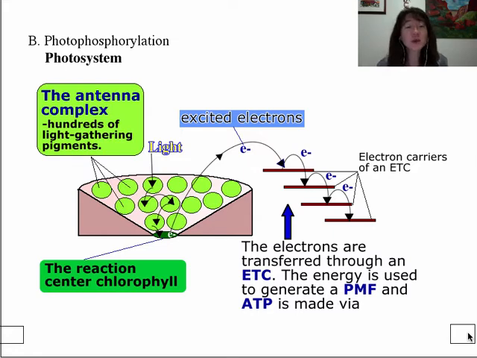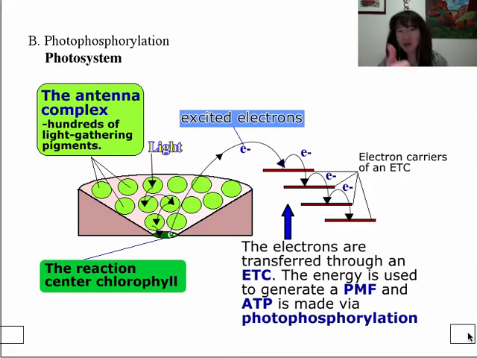And the difference between it and oxphos is only that the energy comes from light to excite the electrons in the ETC and to make the PMF and to make the ATP. So since light is the source of energy for all of that, you might, and hopefully did, guess that this last type of phosphorylation is photophosphorylation. So we now have substrate level, number one, oxphos, number two, and photophos, number three, as the types of phosphorylation that can be used to generate ATP.